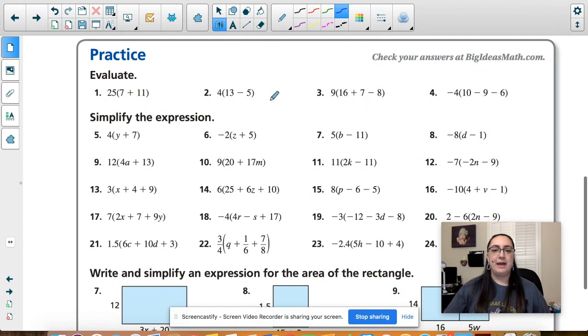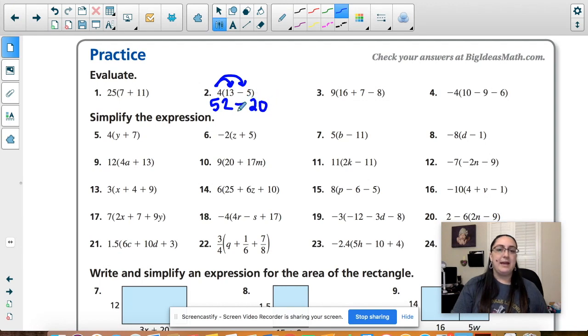If you look at number 2, it says 4 open parentheses 13 minus 5. So we want to distribute the 4 into each term. That means we end up with 4 times 13, which is 52, and 4 times a negative 5 is negative 20. We can evaluate these because they're like terms. So 52 minus 20 gives you 32, and that's our final answer. Jump down to number 6.